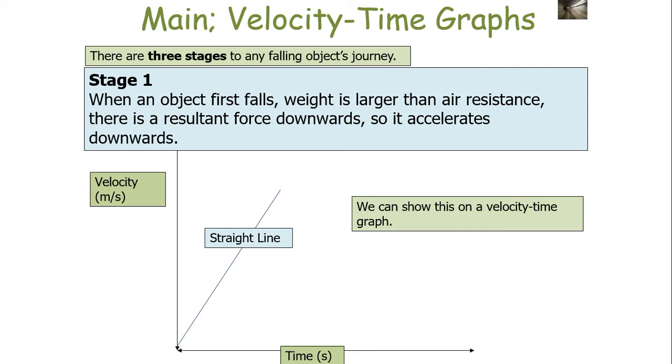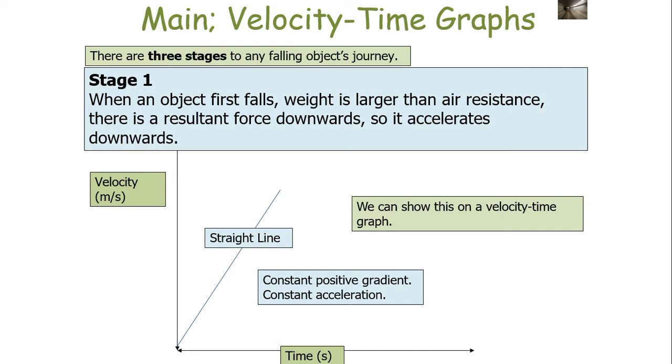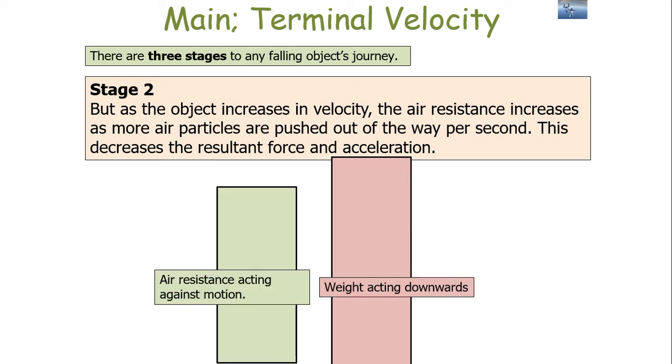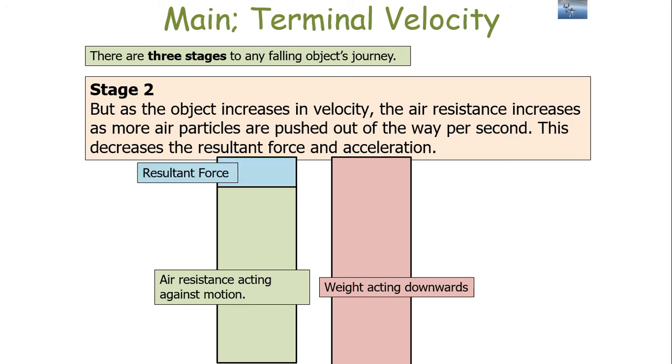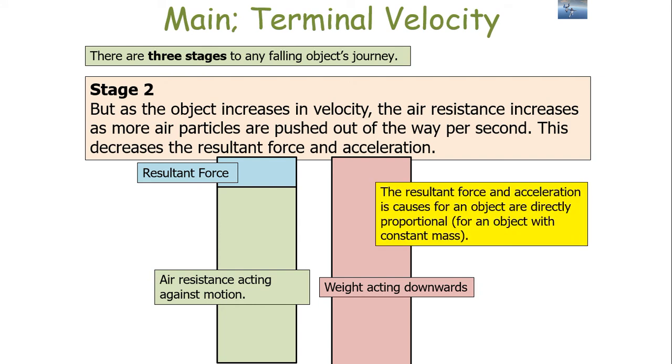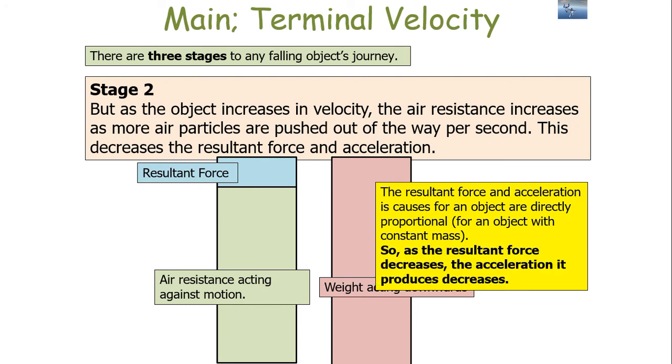So now, because we've got constant acceleration downwards, our velocity time graph is a straight line, because a constant positive gradient means constant acceleration. But as the object increases in velocity, the air resistance increases as more air particles are pushed out of the way per second, so it decreases the resultant force and decreases the acceleration, because whilst the weight is unchanged, the air resistance is now larger, so the resultant force is smaller. So the object's still accelerating, it's still getting faster, but it's going at a slower rate, because resultant force and acceleration are directly proportional, Newton's second law of motion. So as the resultant force decreases, the acceleration it produces decreases.